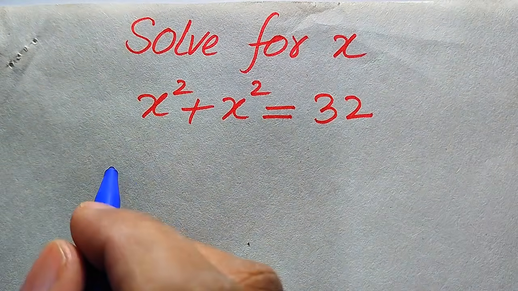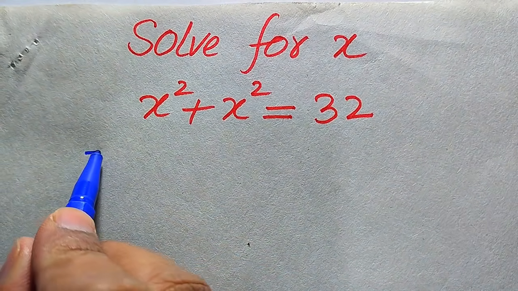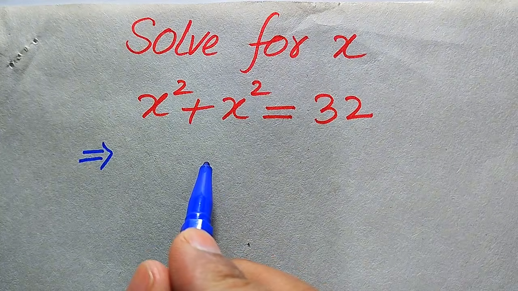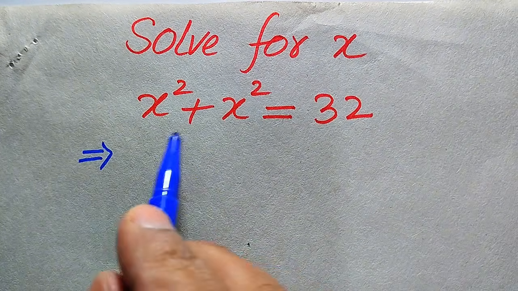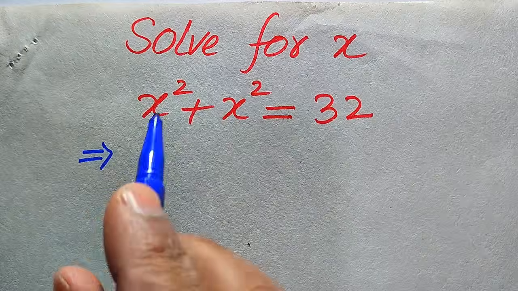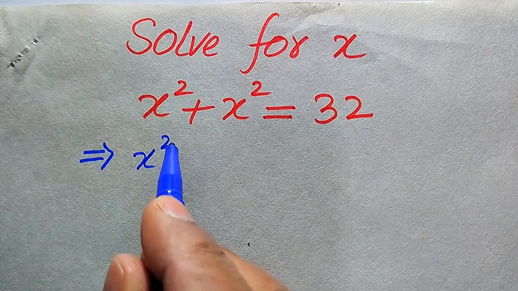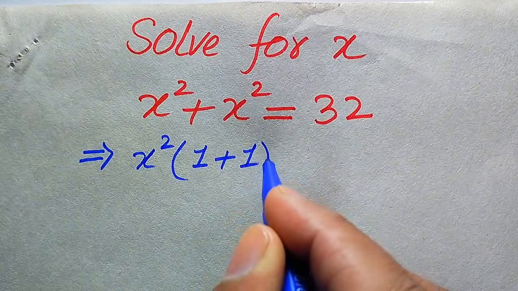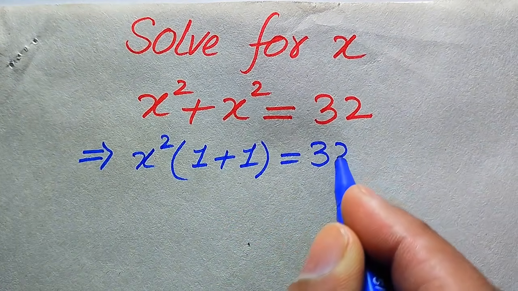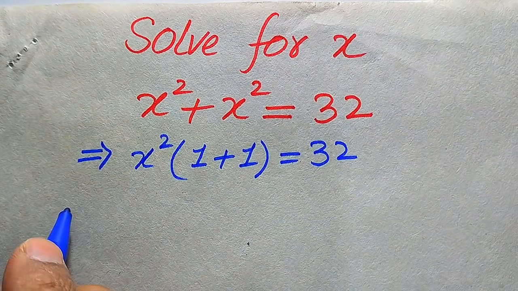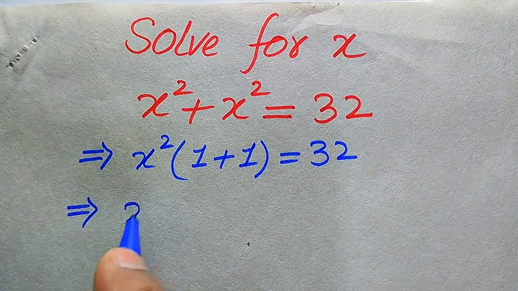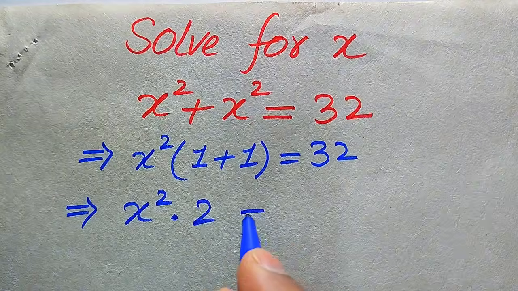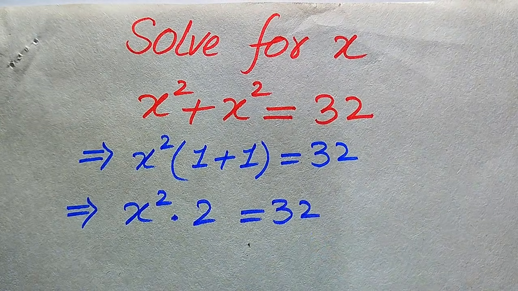And now we move towards the solution of this problem. So here first you see that in the left hand side we have two similar terms, or two like terms. We need to sum up both of these two values, or in other words here we will take common x square, and when we take common x square the remaining values are 1 plus 1 is equal to 32. And now in the next step we need more simplifications, and it will be written as x square times of 1 plus 1, which becomes 2, is equal to 32.